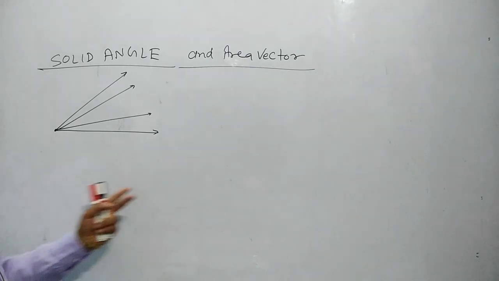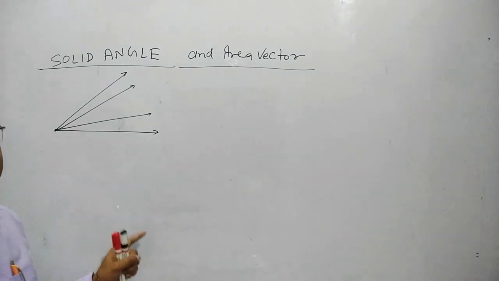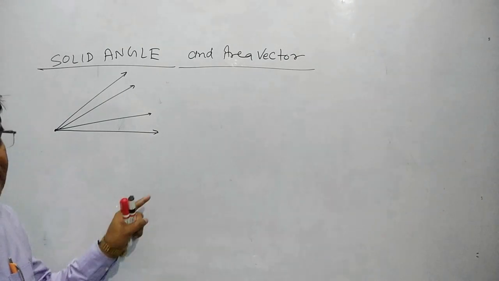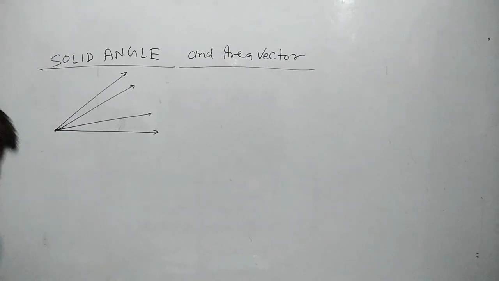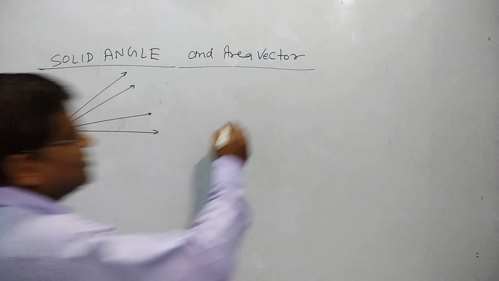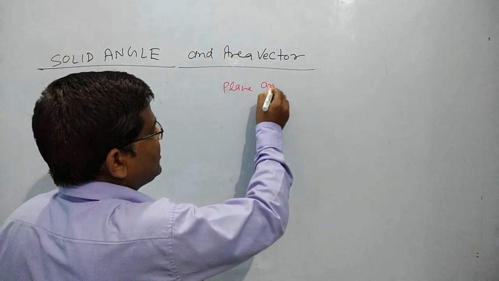Once again, two important things: solid angle and area vector. They are required for Gauss's theorem as well as electric flux, and that's why I am discussing them here. Just like solid angle. First of all, I want to discuss plane angle.